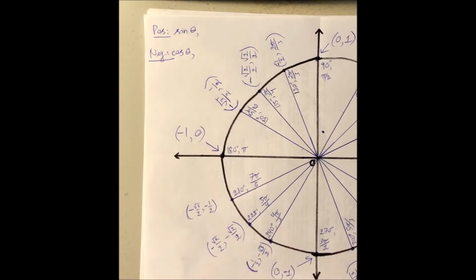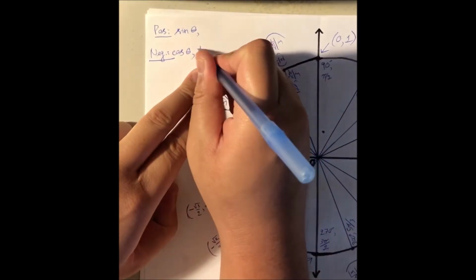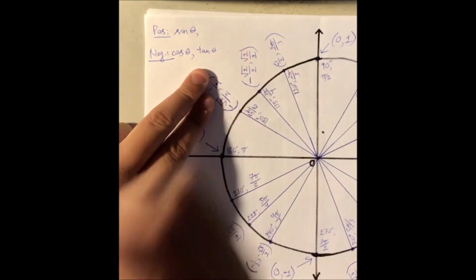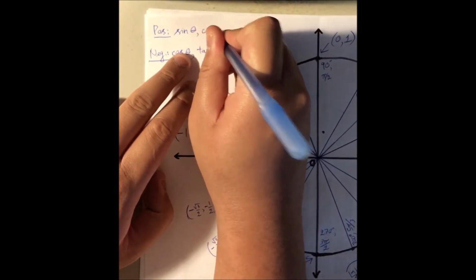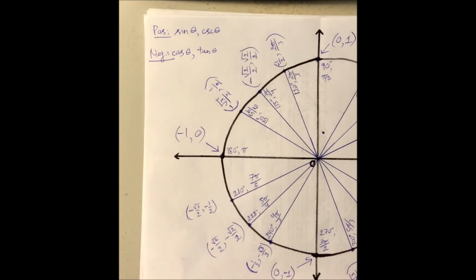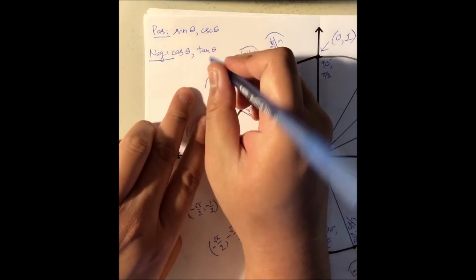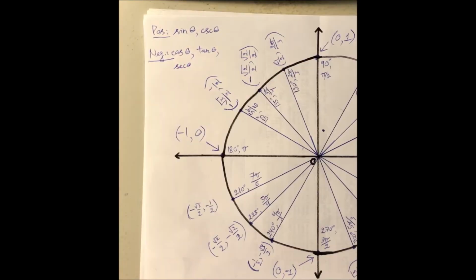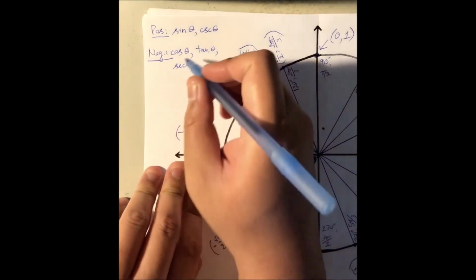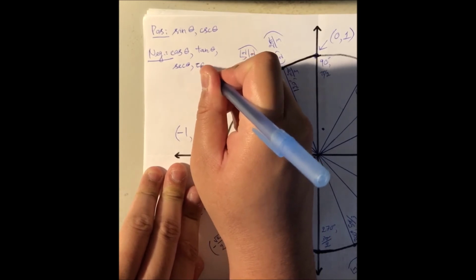So tangent is sine over cosine. Since sine is positive and cosine is negative, we know tangent is going to be negative, because tangent is going to be positive over negative, which will give us negative. Cosecant is 1 over sine, but sine is positive, so positive 1 over a positive is going to be positive. Secant is 1 over cosine. Well, positive 1 over negative cosine is going to give us a negative function, so secant is negative. Cotangent. Well, cotangent is cosine over sine, but we have negative cosine over positive sine, which will give us negative cotangent.